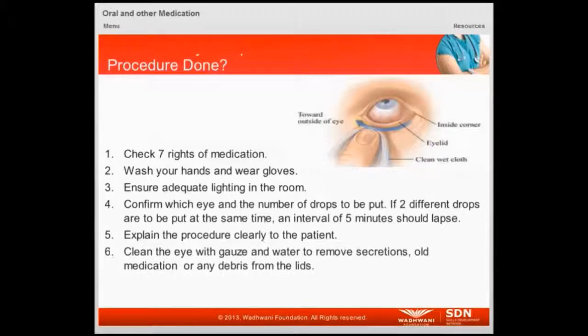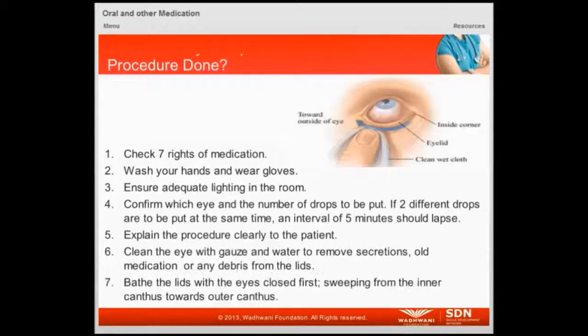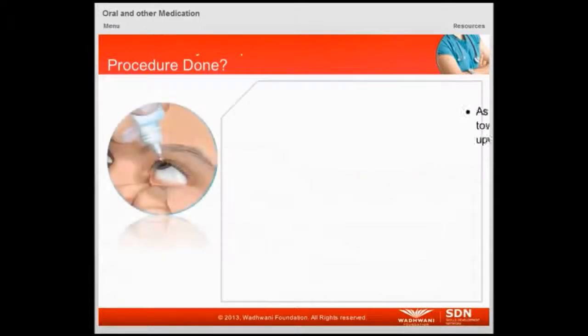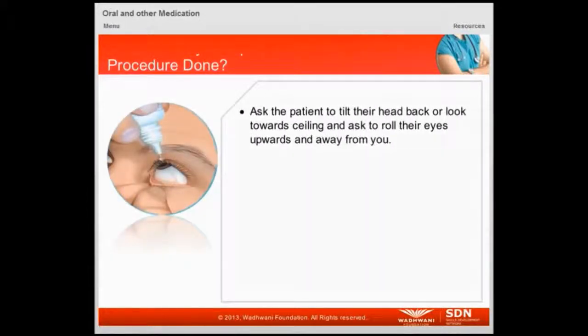6, clean the eye with gauze and water to remove secretions, old medication, or any debris from the lids. 7, ask the patient to close his or her eyes and bathe the eyes, sweeping from the inner canthus towards the outer canthus. 8, ask the patient to tilt his head back or look towards the ceiling and then to roll his eyes upwards and away from you.